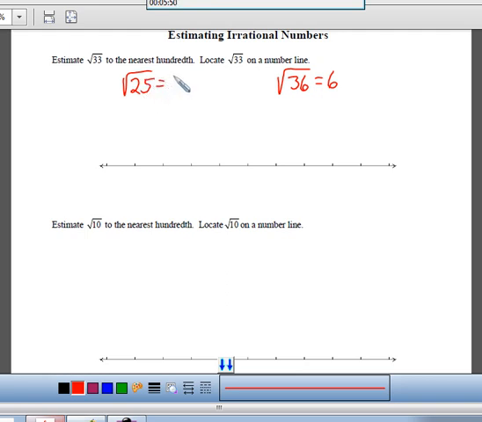Once you find either the one above or the one below, so I found 36 right away, and the square root of 36 is 6, right away you know that the one below that is going to be 5, or 5 squared, which is 25. Or you can go the other way. If you found 25 first, the square root of 25 is 5. So the next number is going to be 6.